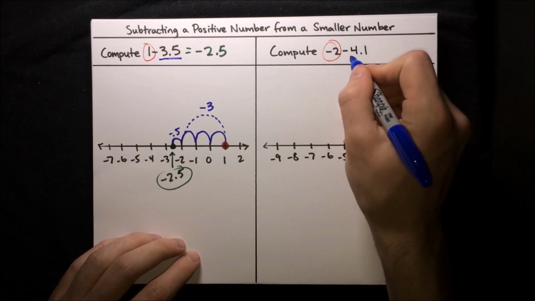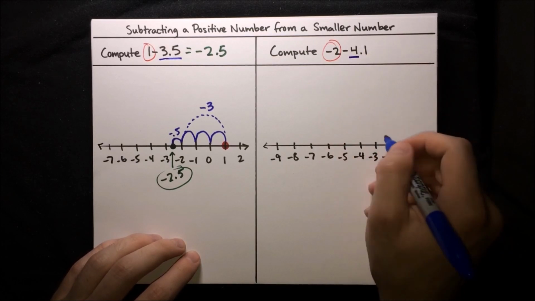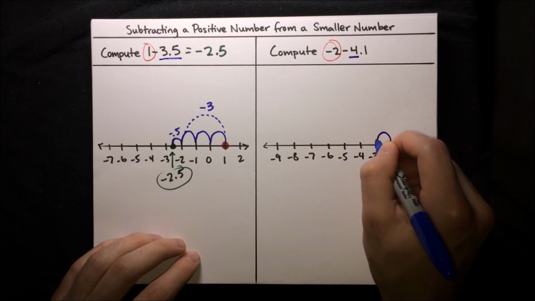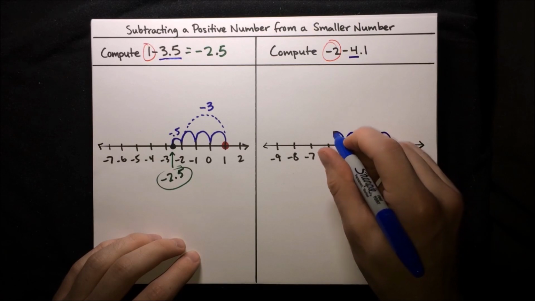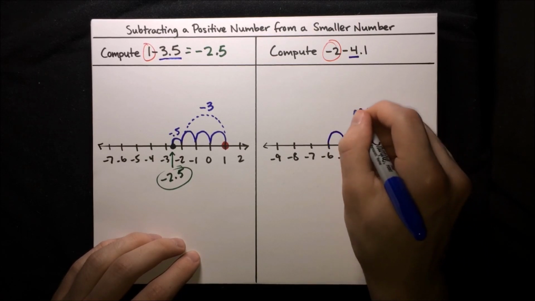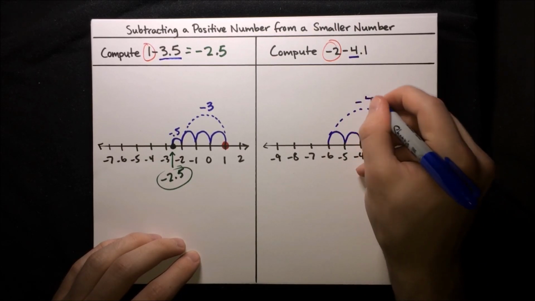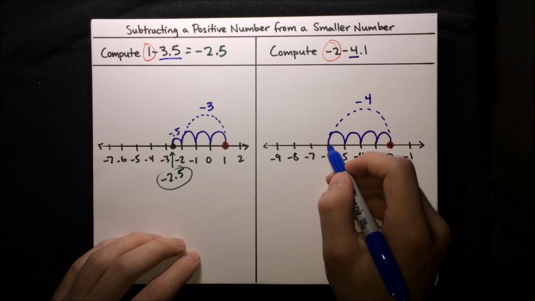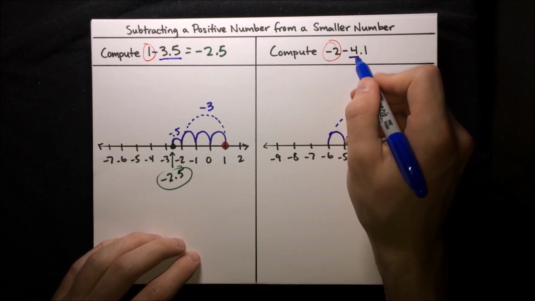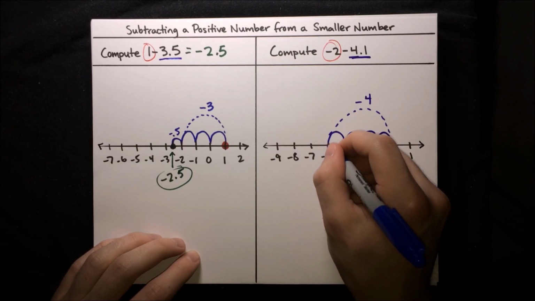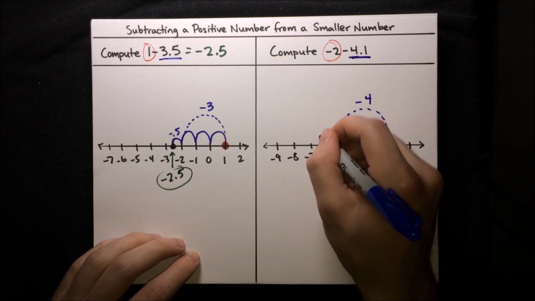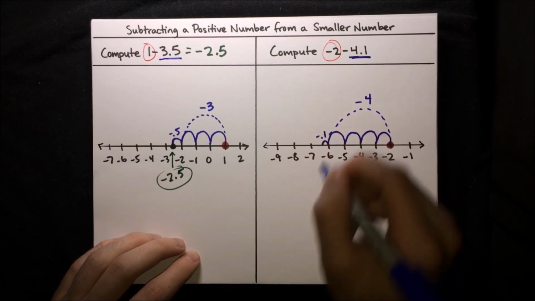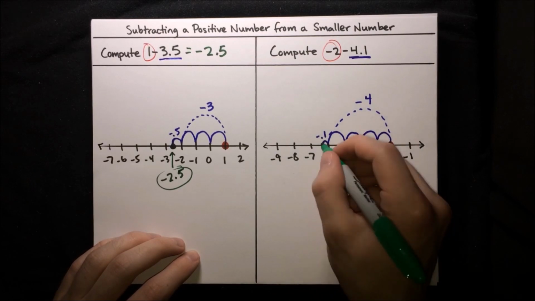So let's just worry about the -4 to start with. So jump backwards 4 units. 1, 2, 3, 4. So that's a big jump of -4 here. And then after that, we have to jump backwards 0.1 of a unit. All right, so do that, jump right over here. That's -0.1. And where do we end? Well, we end right there.